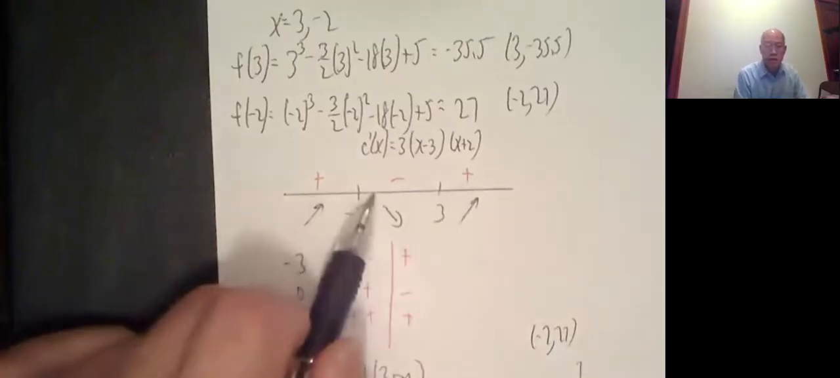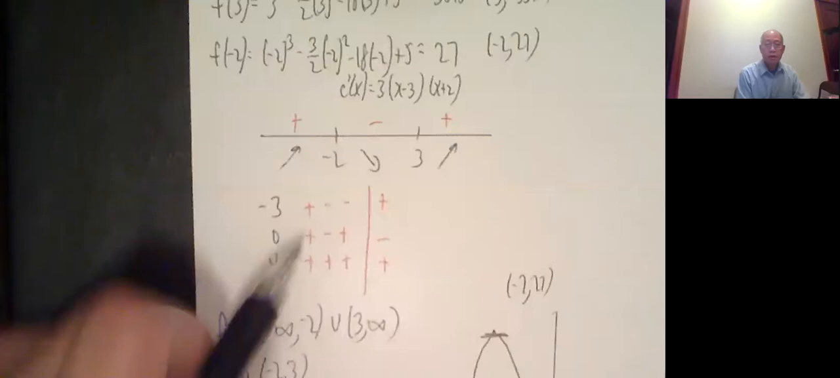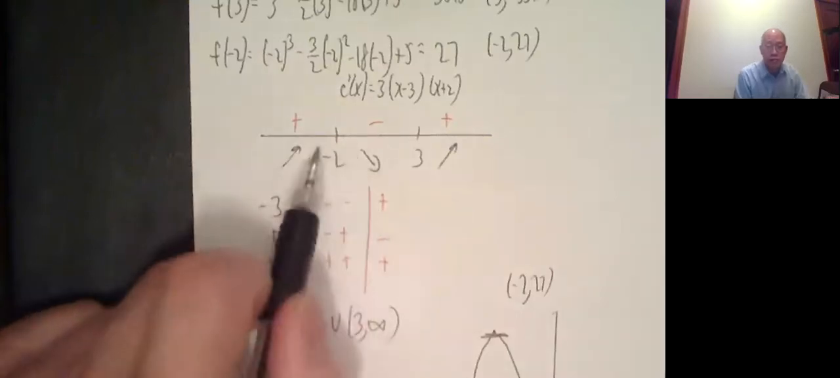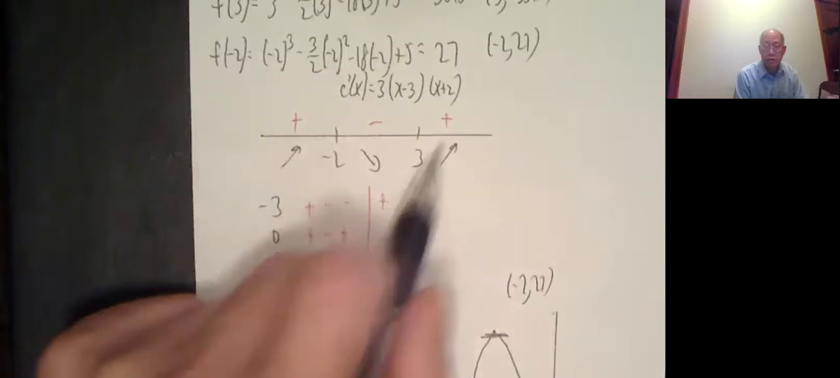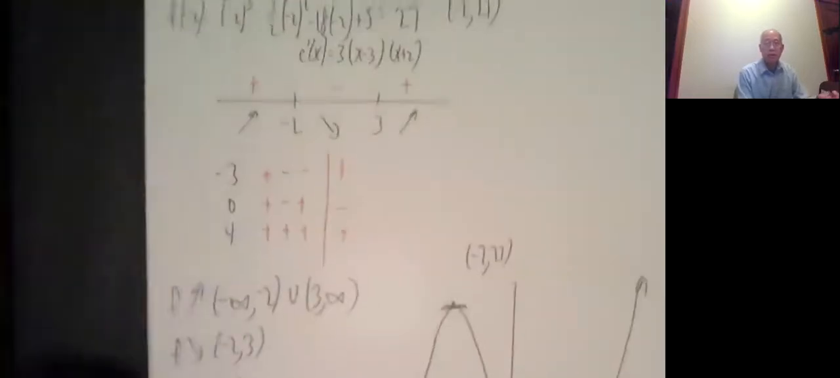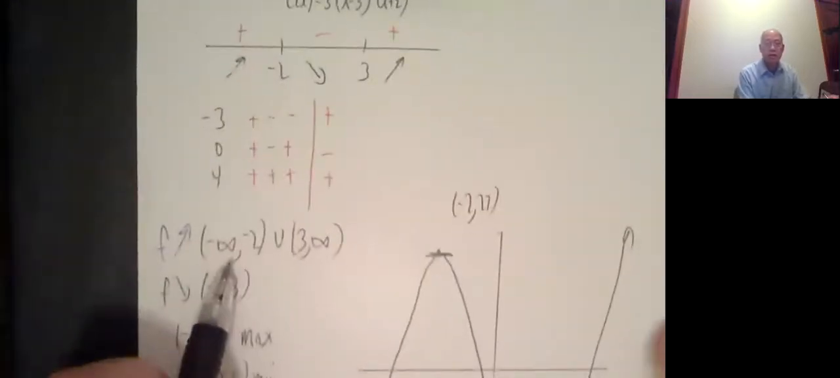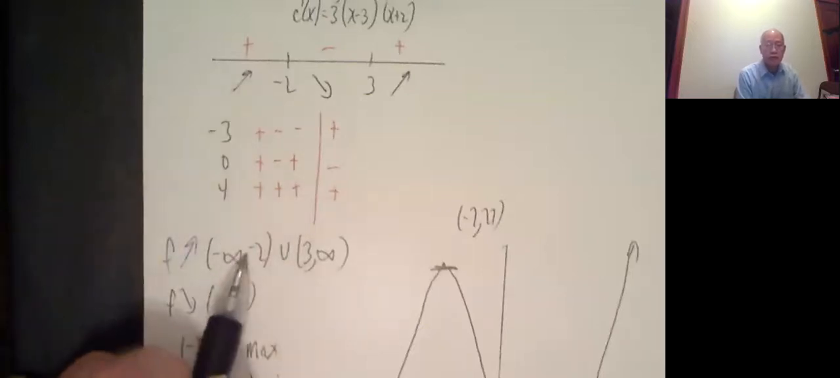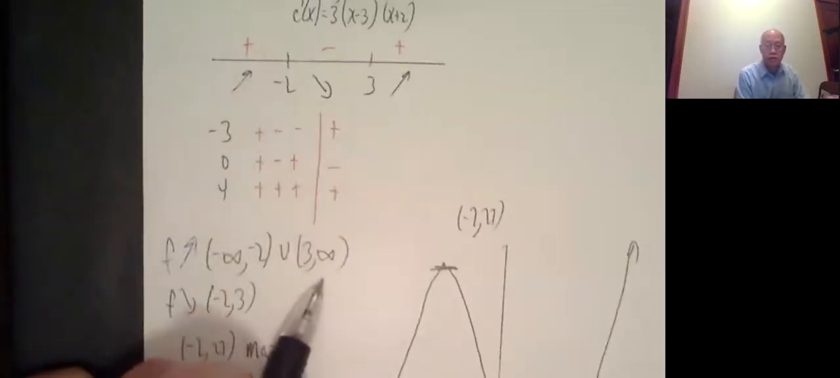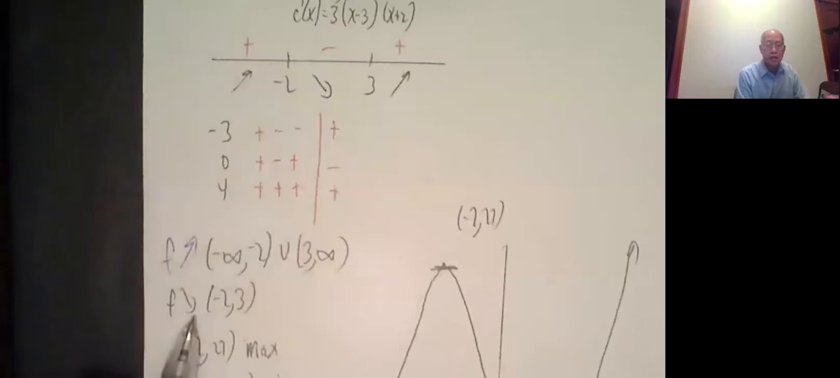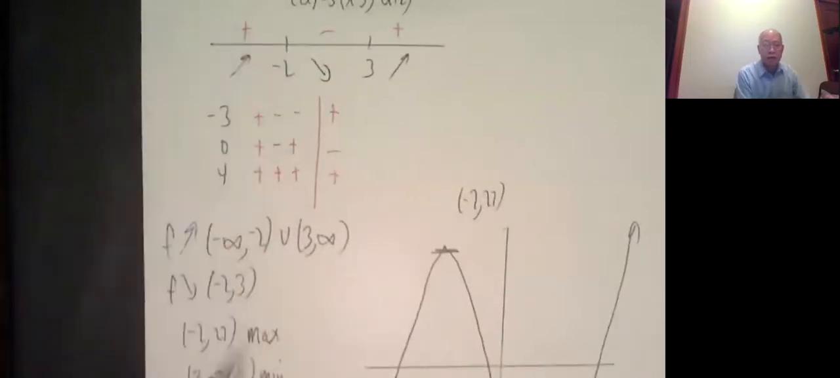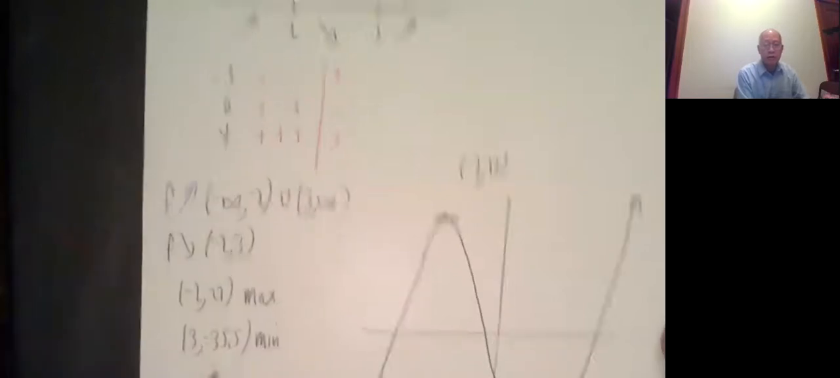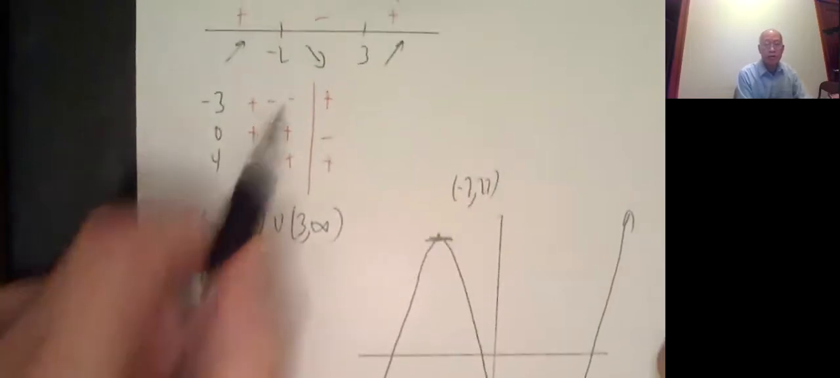All right, increasing, decreasing, increasing. So if you go up and then you go down, this must be a maximum. Here you go down and then you go up. This must be a minimum. Okay, so here are intervals of increase and decrease. C is increasing here from negative infinity to negative 2, union 3 to infinity. And the function is decreasing only between negative 2 and 3. And we said (-2, 27) must be a maximum. (3, -35.5) must be a minimum.